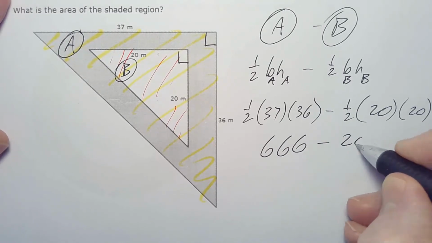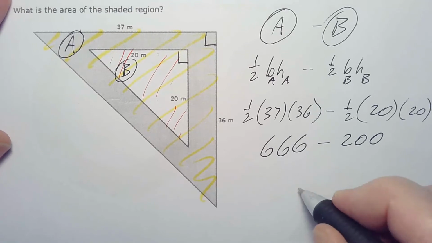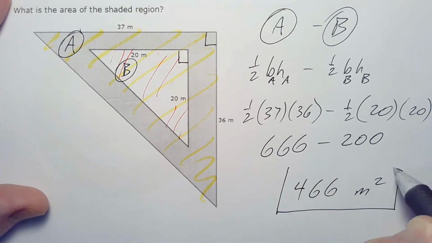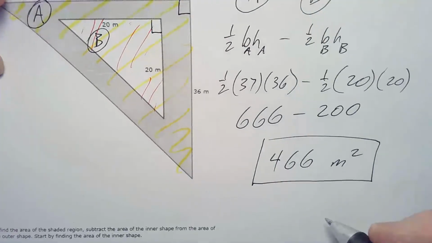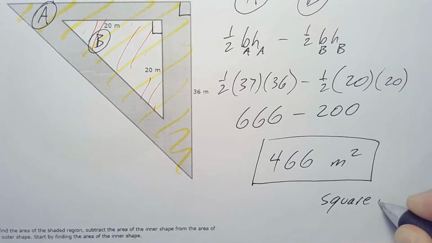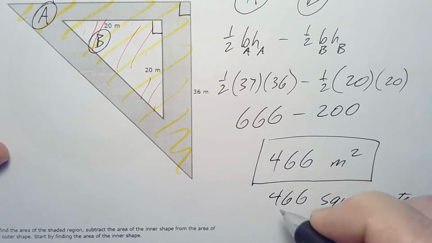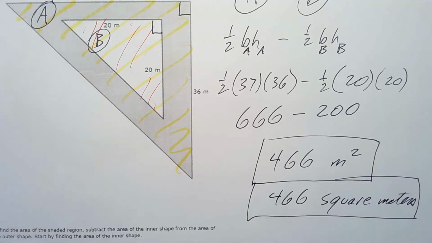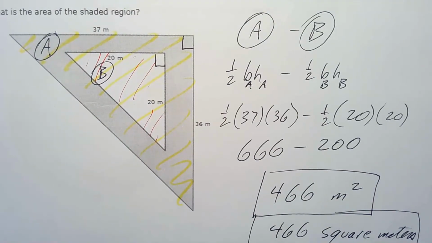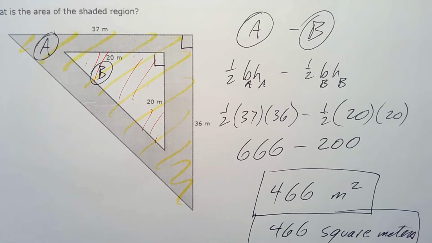This is 200. You subtract them, you get 466. But again, make sure you talk about your units, right? This is meters squared, or sometimes people would actually write that out and say something like square meters, right? So you could say it that way too. Okay. All right. And again, doesn't look like we need to round or anything, so that one just ends up being just like that. Okay.